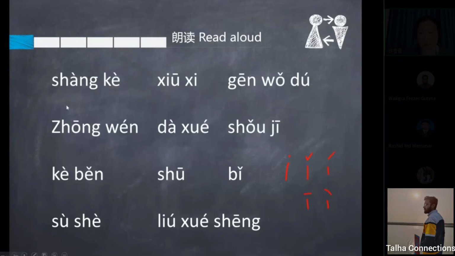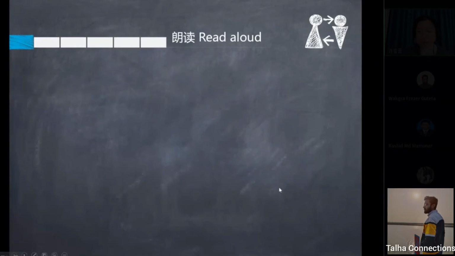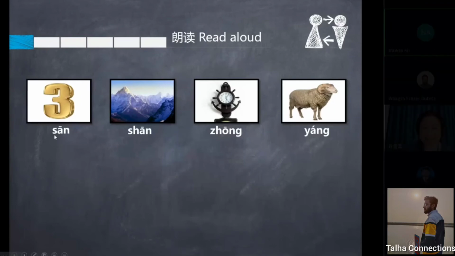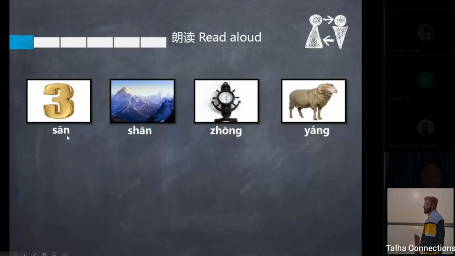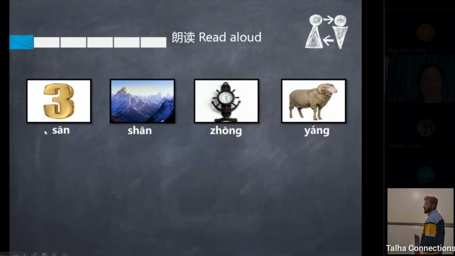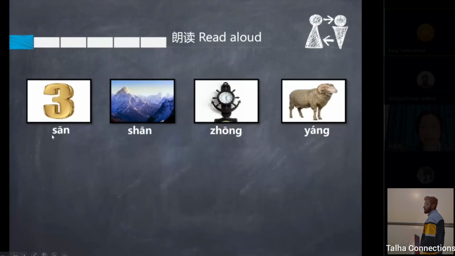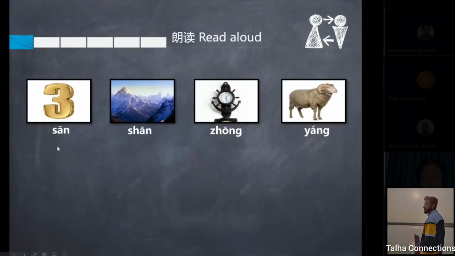Now we just practice reading the syllables. They're the combination of initials and finals and the tone, right? Go ahead. Now let's read some other syllables. This one. Sān. Yeah, this student reads very good. Sān, one two three, sān. Good.